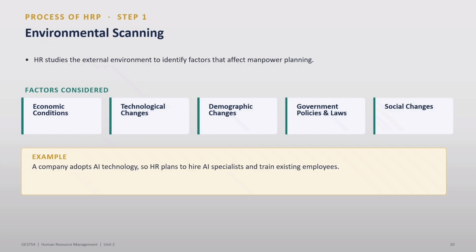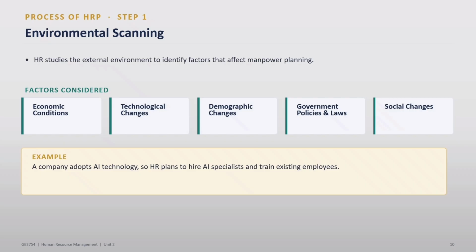The second factor is technological change. When an organization adopts new technology, the type of skills required from employees may also change. The third factor is demographic change. Changes in population, workforce characteristics, and availability of people can also affect the supply of human resources.